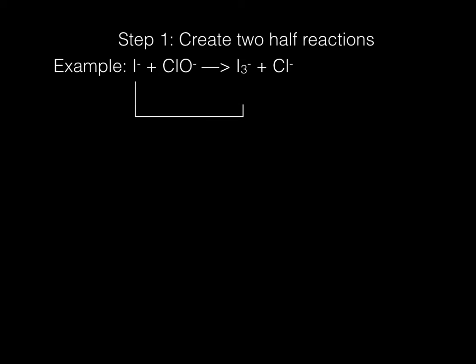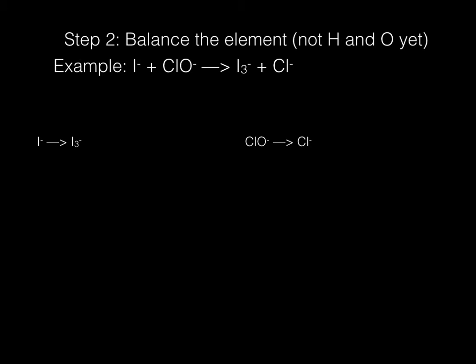So focus on iodine here. We've got I⁻ going to I₃⁻, so that's our first half reaction. For the other part, we can see that ClO⁻ goes to Cl⁻, so that's the other half we want to work on. For step 2, we want to balance the element.